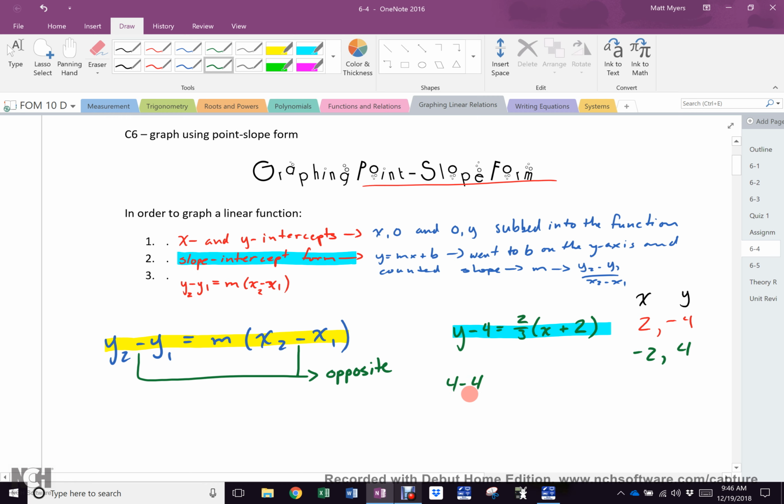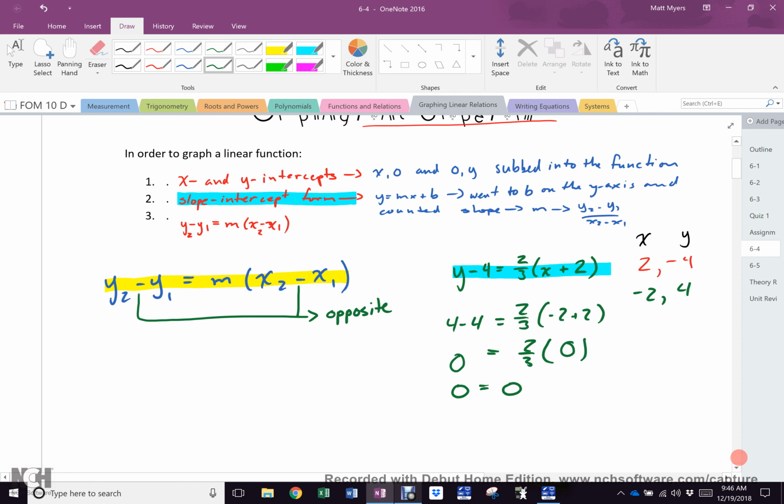4 minus 4, which equals what? 0. 2/3. What would go here? Negative 2 plus 2. What's negative 2 plus 2? 0. What's 2/3 times 0? Does 0 equal 0? So, without even me teaching you, your knowledge allowed you to figure this out, didn't it?